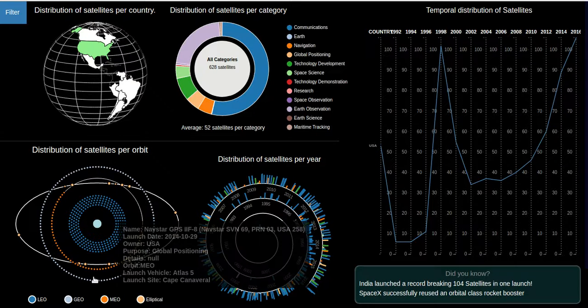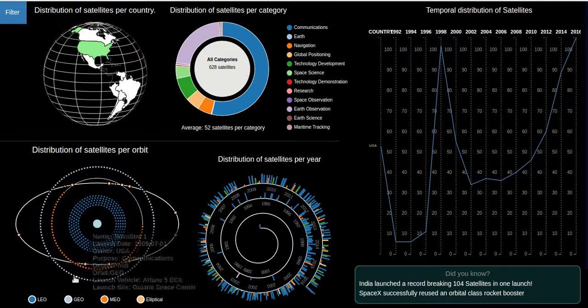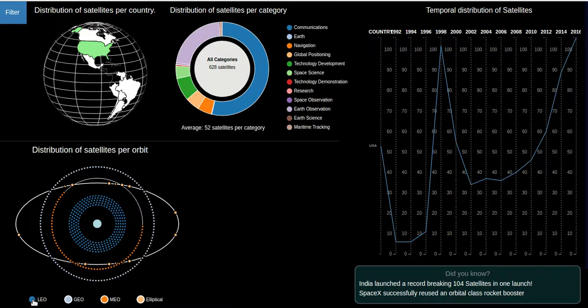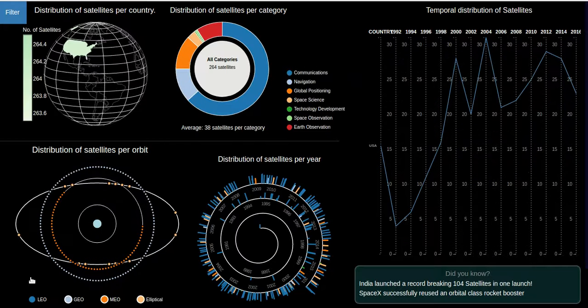Now, I don't want to look at, let's say, low Earth orbit satellites, so I will deselect it. You would notice that all the views get updated, and communication satellites make up a huge chunk of satellites amongst the remaining orbits. On an average, United States has 38 satellites per category, excluding the low Earth orbit satellites.